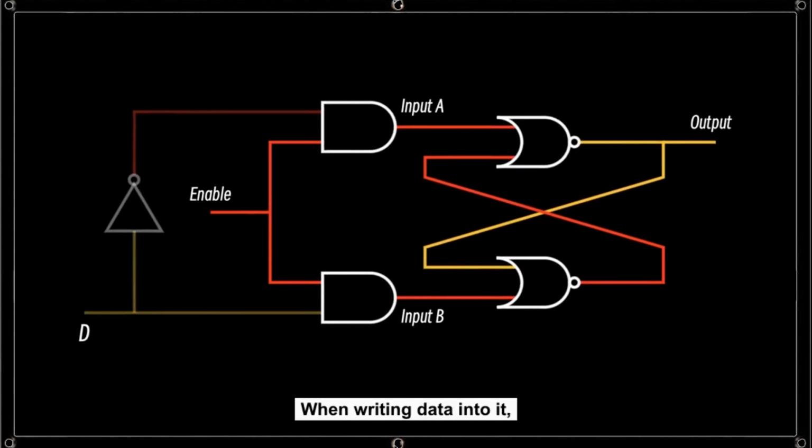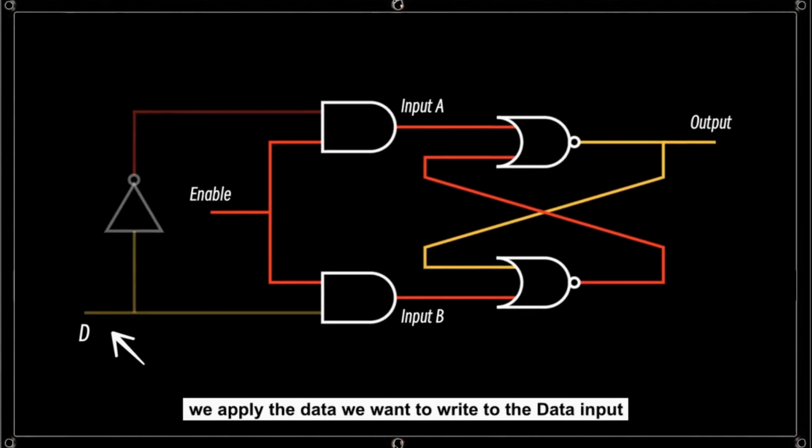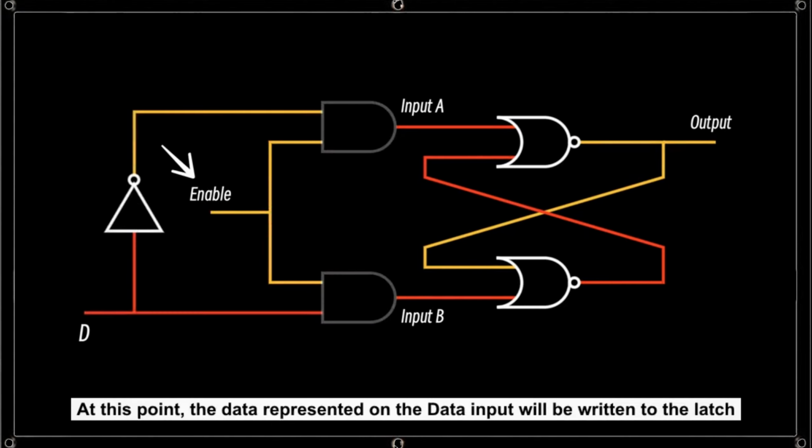When writing data into it, we apply the data we want to write to the data input. To write a 1, set the data input to a high voltage. Then, we set the enable signal to high to allow writing. At this point, the data represented on the data input will be written to the latch.